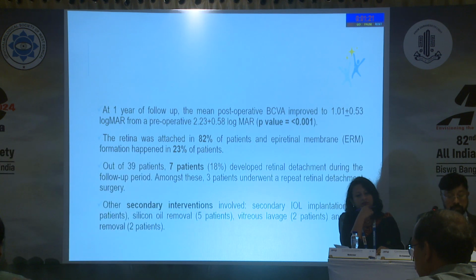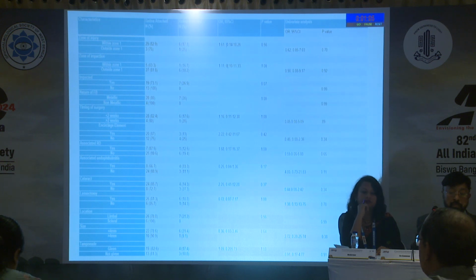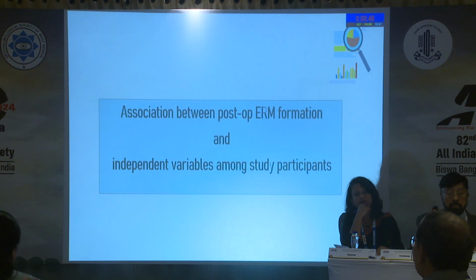So at the end of 1 year, the mean BCVA improved significantly. The retina was attached in 82% of the patients, and epiretinal membrane formation happened in 23% of the patients. Now coming to the most significant part, the association between the retinal attachment or detachment and these independent variables. When we applied the univariate analysis, we found that none of these factors, that is the zone of the injury, zone of impaction, whether the foreign body was impacted or not, timing of the surgery, if there was an associated retinal detachment or endophthalmitis, if we performed lensectomy and removed the foreign body through the anterior route, or the size of the foreign body, had any impact on the structural outcomes, whether it was retinal attachment or detachment, or the formation of postoperative epiretinal membrane.